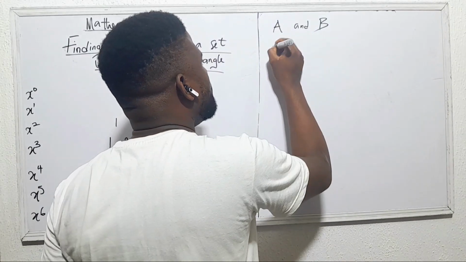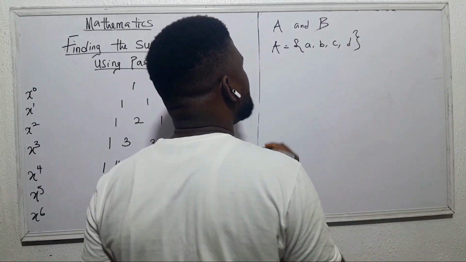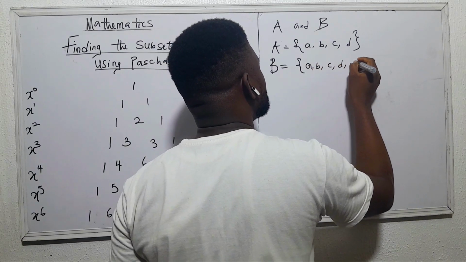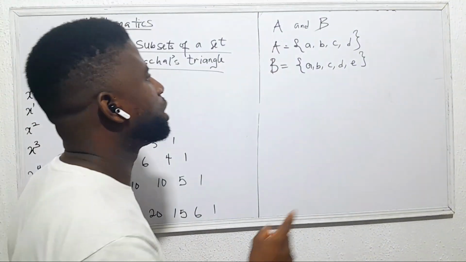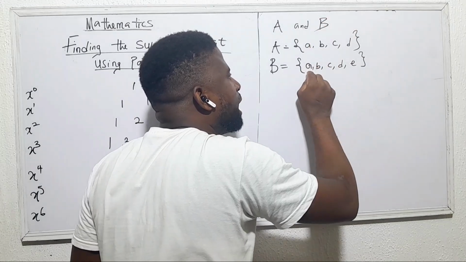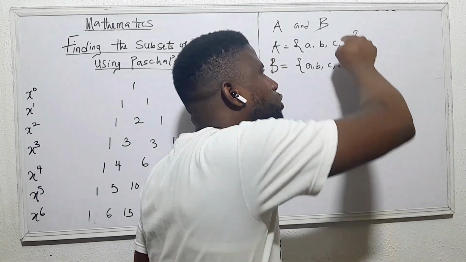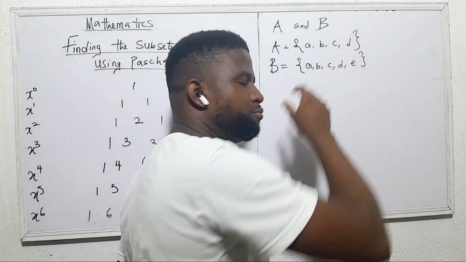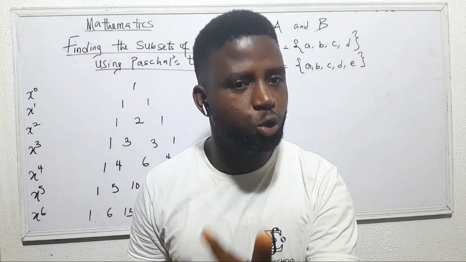So let's take, for example, A is equal to {a, b, c, d}, and B is equal to {a, b, c, d, e}. Now, A is a subset of B because if you look at B, B contains the elements of A, which are a, b, c, d, and at least one element that is not in A. So then A is said to be a subset of B. Now, a subset happens between at least two sets.